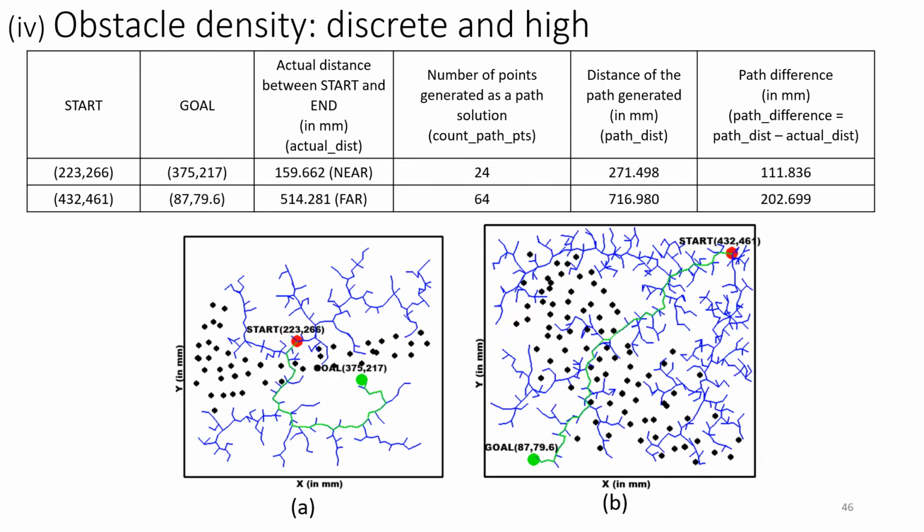Configuration 4. Here, small obstacles are closely spread in the workspace. When the start and the goal are near, the RRT search tree encounters fewer obstacles than in the far zone. In the far zone, once the obstacles are contoured, expansion in the remaining free space takes place. Hence, the path distance will be greater in the far zone. Consequently, the path difference is greater in far zone than in the near zone.